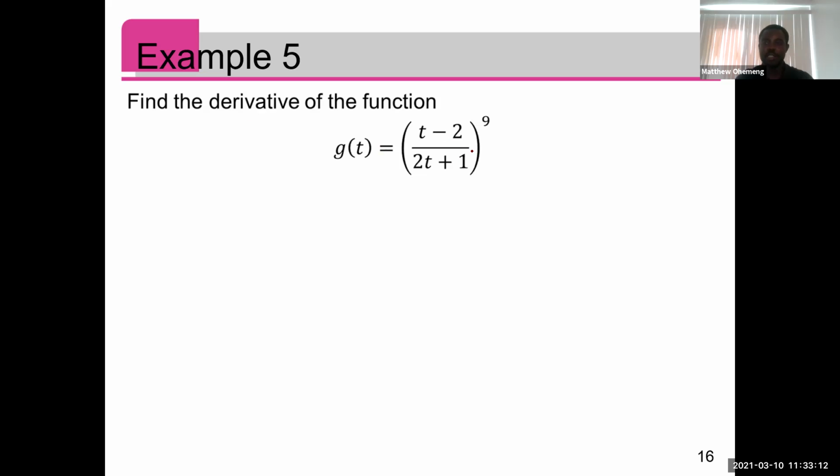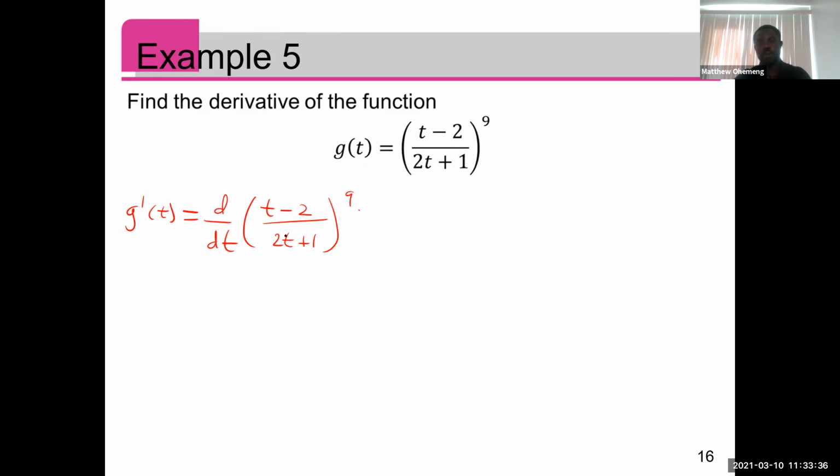So now this is just more examples, right? So here we're given g of t equal to t minus 2 over 2t plus 1, all in parentheses to the 9th power. So let's find g prime of t. In this case, the independent variable here is t. So we have to do d over dt, right? Of what's the expression? So here's t minus 2 over 2t plus 1, all to the 9.